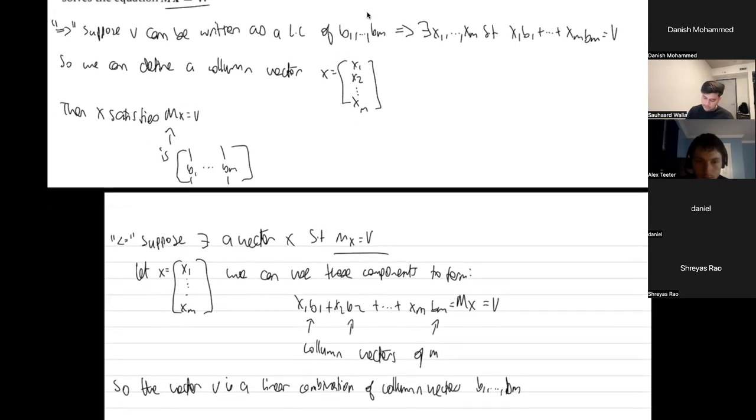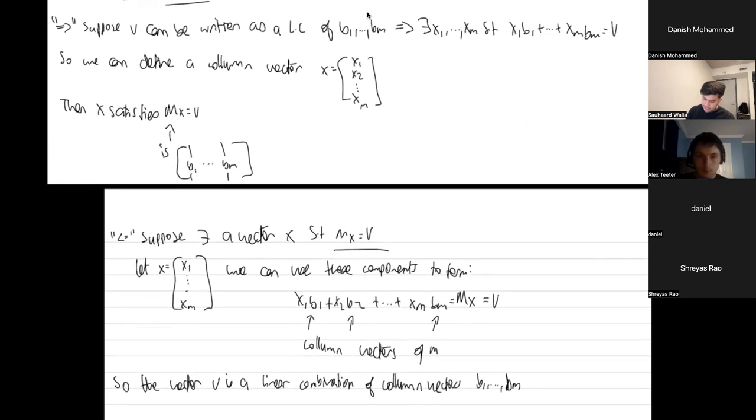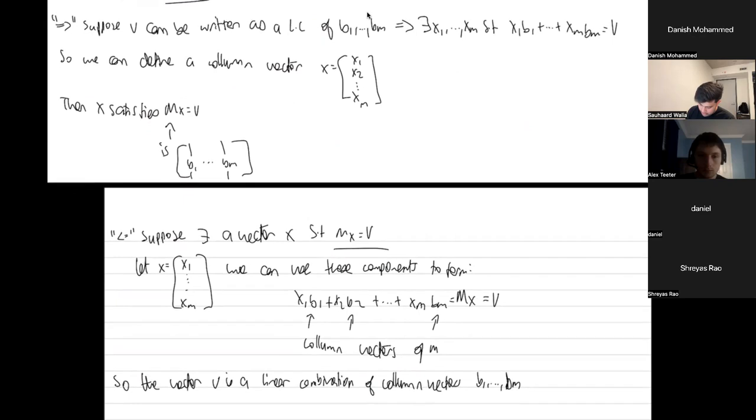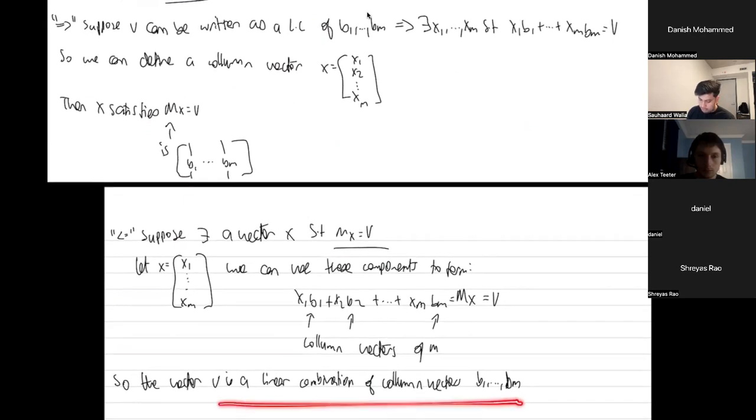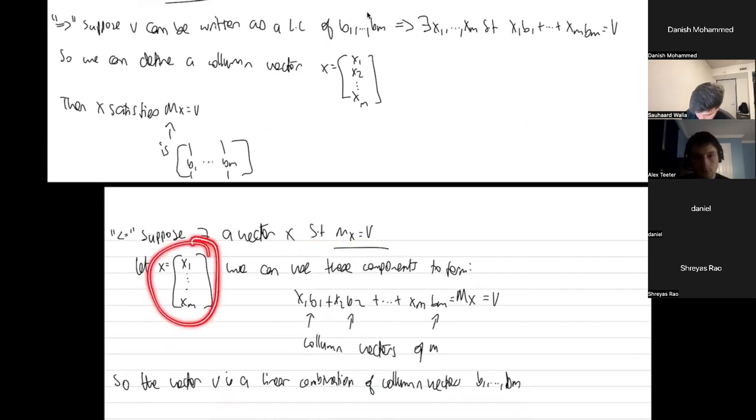Now going the other way, we need to suppose that there exists a vector x such that this holds, and we want to prove that v can be written as the linear combination of the column vectors b1 to bm. Okay, so we're assuming there exists an x such that's true. Let's call the x this x, so x1 to xm are just arbitrary elements for now.